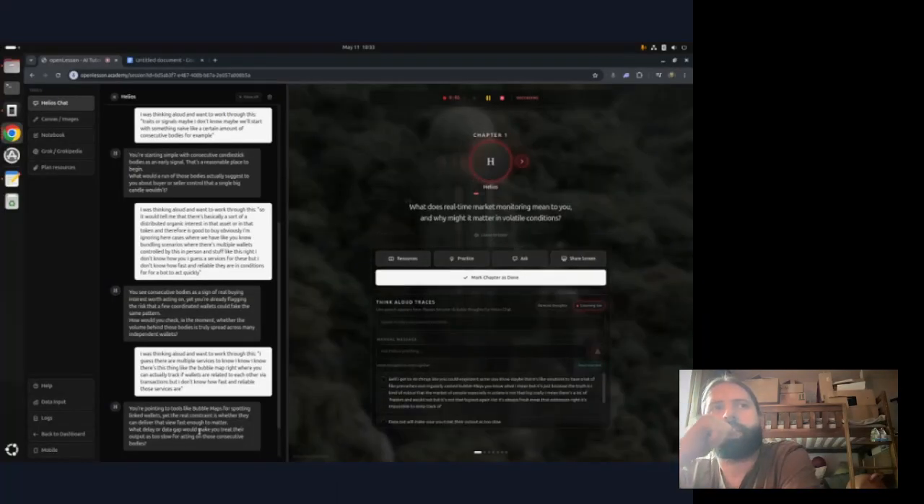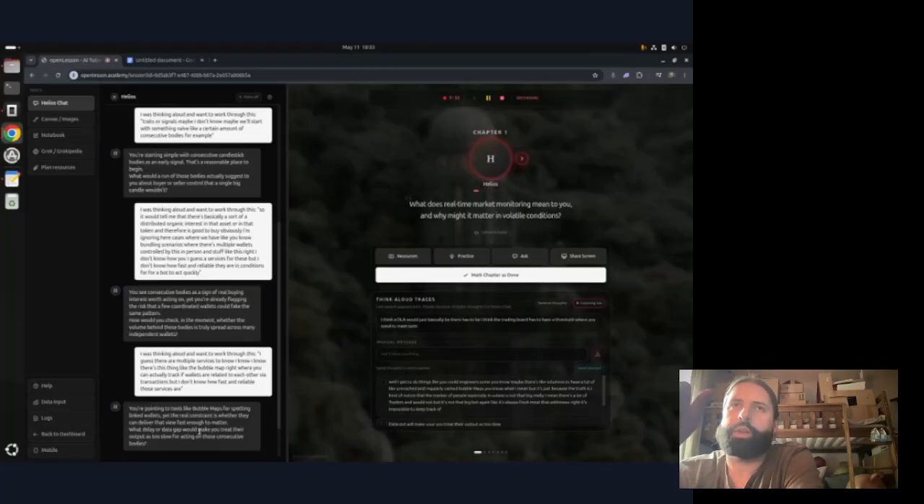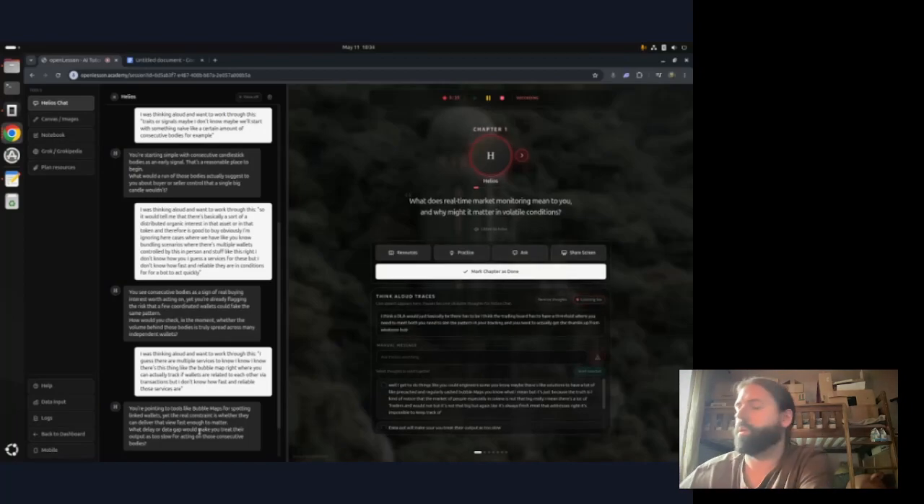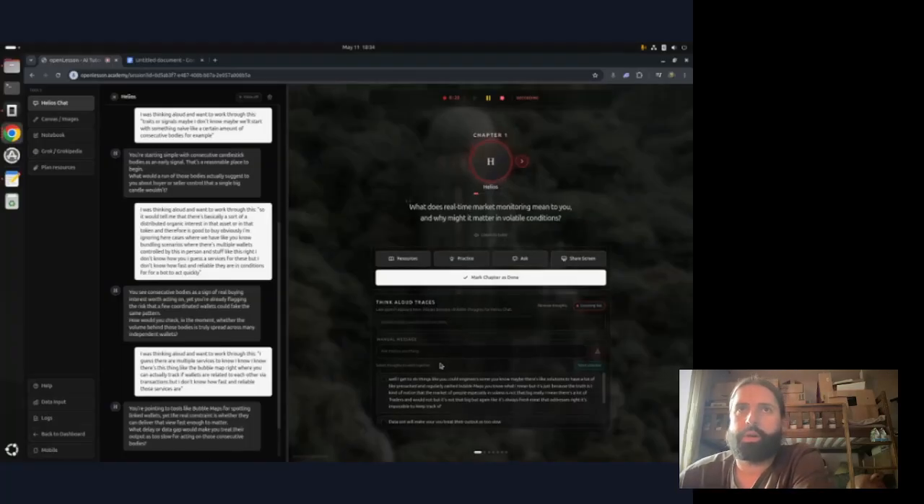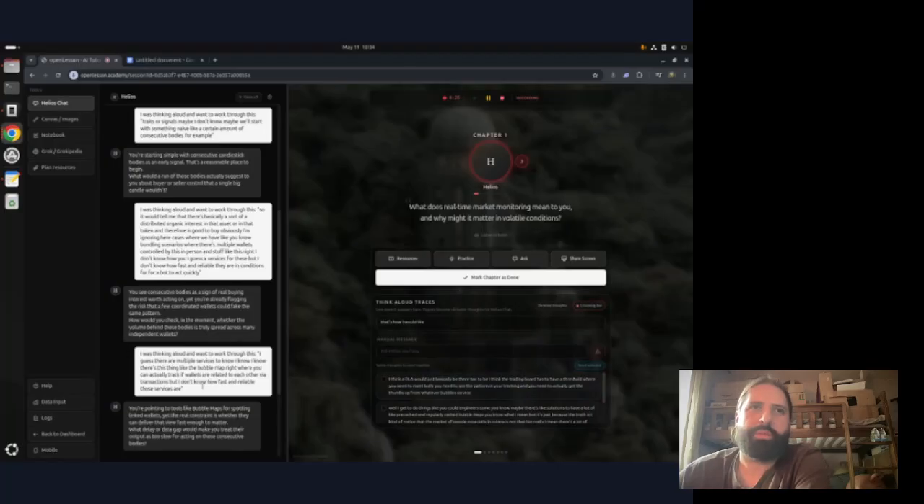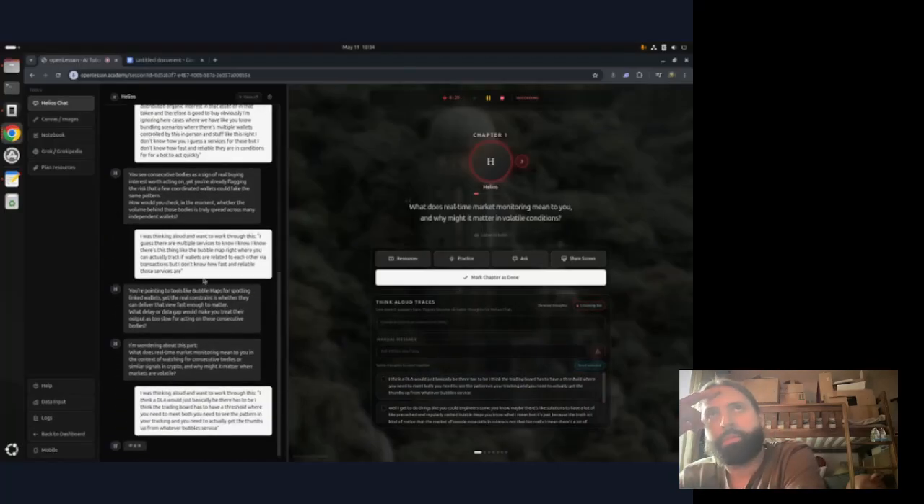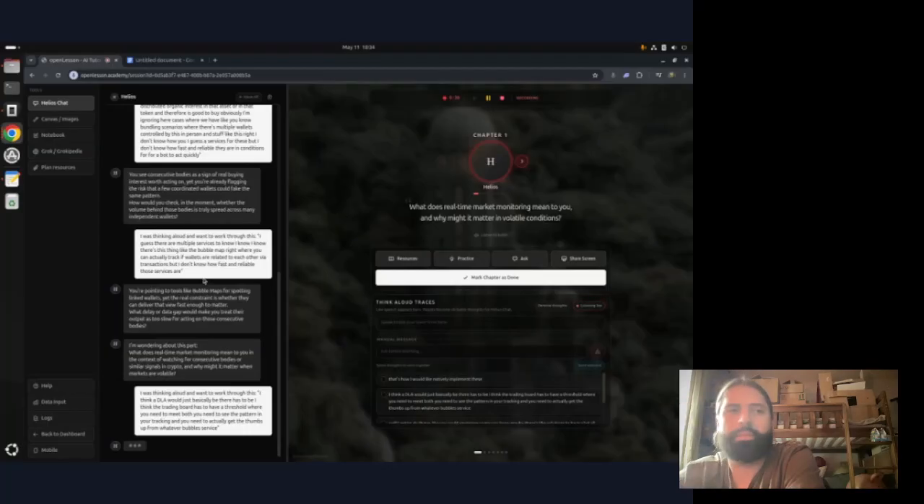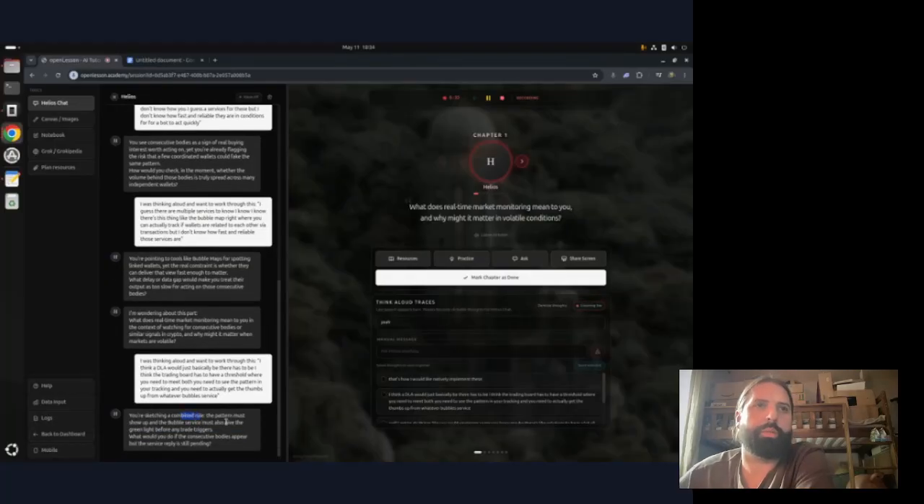I think a delay would basically be, the trading bot has to have a threshold where you need to meet both. You need to see the pattern you're tracking, and you need to actually get the thumbs up from whatever bubble service. That's how I would naively implement these. Yeah, combined rule: the pattern must show up, and the bubble service must also show a green line before the trade.